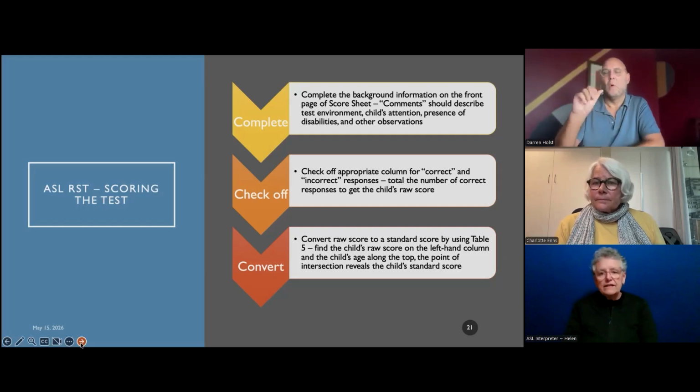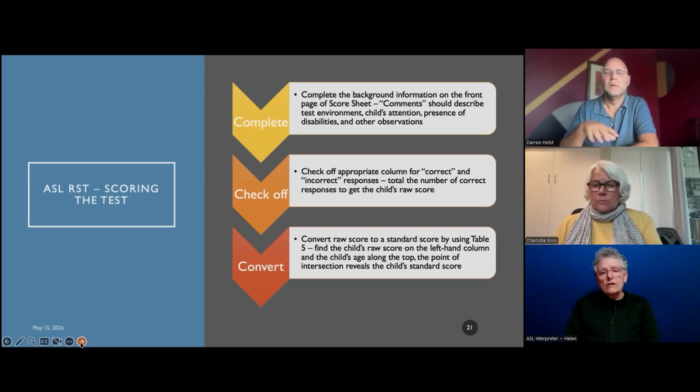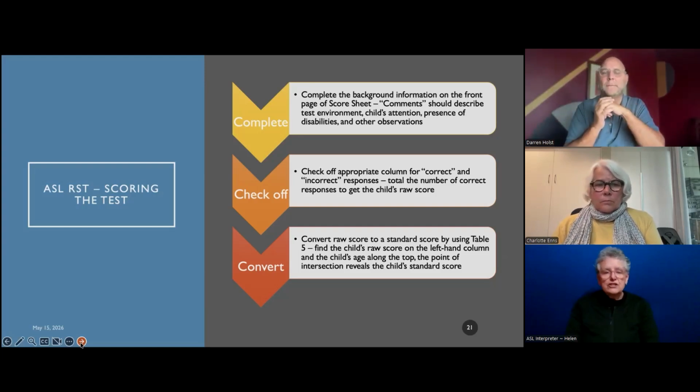And then when that's done, you will get a raw score. You'll total the raw score, and you'll see the spreadsheet, and it will translate to a standardized score. You'll find the raw score and the age, and then those will meet, and that will give you the standardized score. You'll see the scoring sheet, the chart.